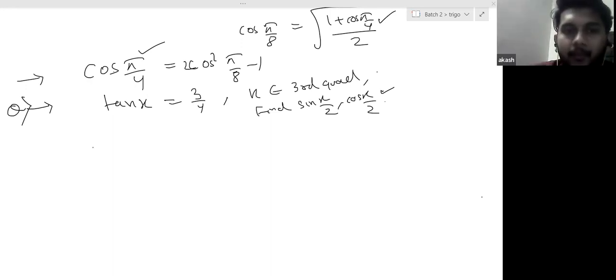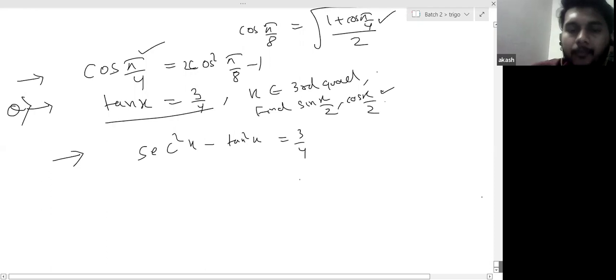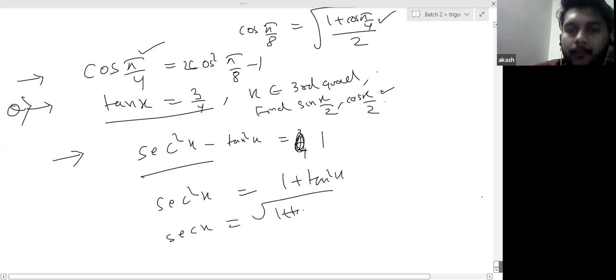All right, let's see. If you have the value of tan x, you can use this formula and find the value of sec x. So 1 plus tan square x. So sec x will be under root 1 plus tan square x. This will be under root 1 plus 9 upon 16.